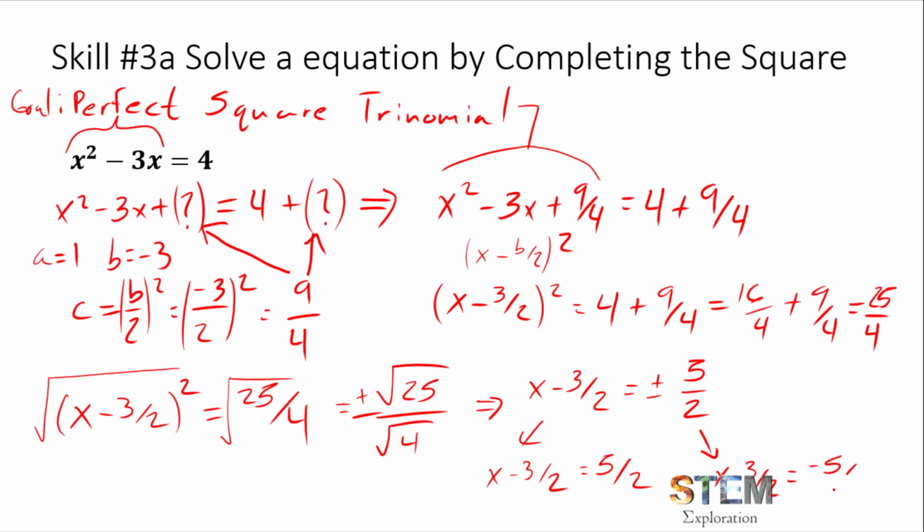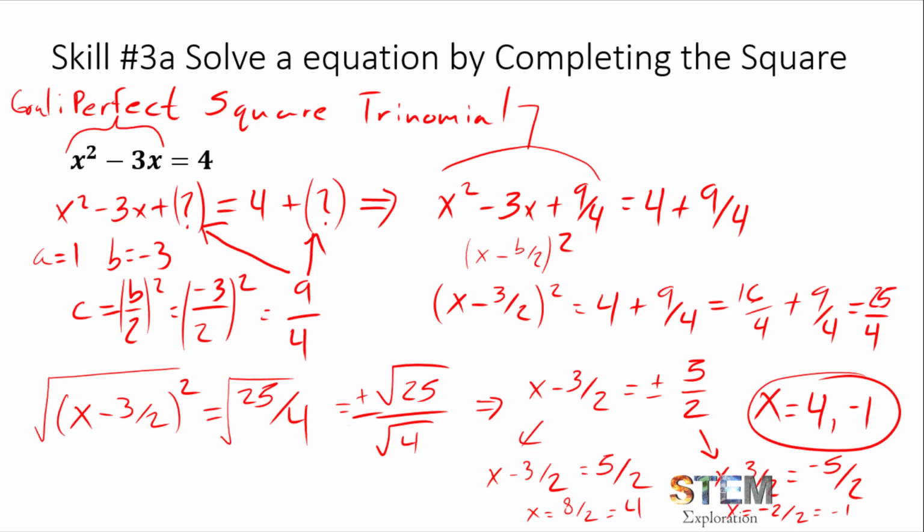And if we add 3/2 to both sides, we'll see that this will be x equals 8 over 2, which would be equal to 4. And if we add 3/2 to this situation, negative 5 plus 3 over 2 would be x equals negative 2 over 2, which would just be negative 1. So your solutions of x would just simply be 4, comma, negative 1. And those would be your solutions given this circumstance.